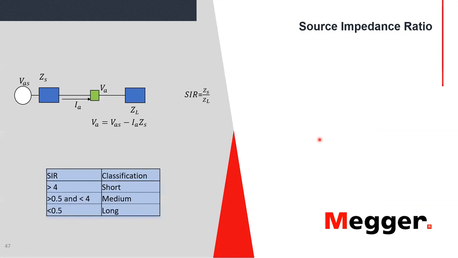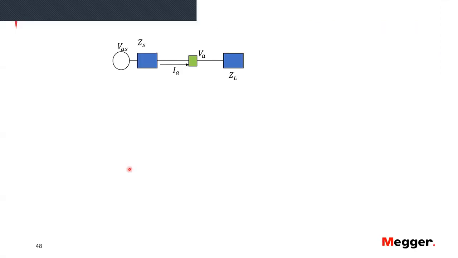Now let's talk about source impedance ratio. Each of these introductory slides to each of the sections that I'm covering has some sort of summary of what we are going to cover. Now, what is source impedance ratio? Remember that we had the relay measuring here. This would be the voltage that the relay is using.